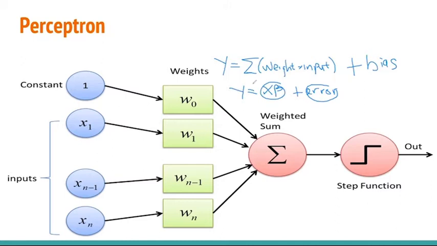But let me tell you the way the network actually works. We believe that the output in the network can be written as a linear combination of the weight and the input plus the bias. Okay, so that is what I wanted you to take note of.